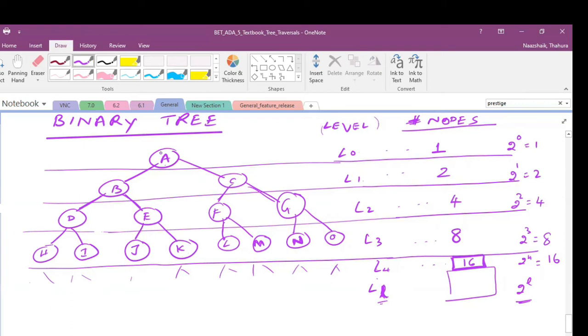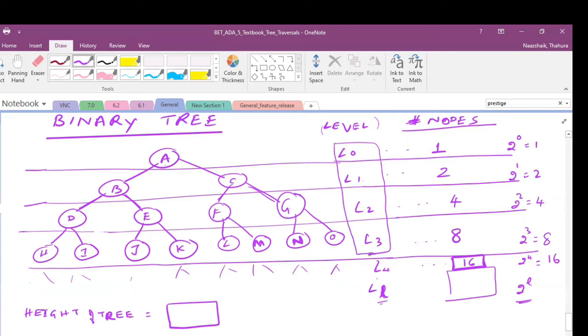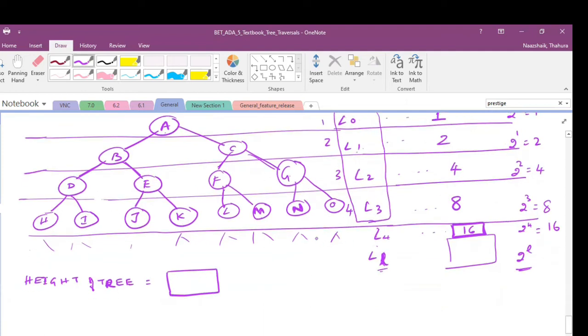If somebody asks you, in this example, what is the height of this tree? I told you level is like an index and height is like the length of the tree. So if you have levels 0, 1, 2, 3, the height is 1, 2, 3, 4. Are you with me? I hear all silence. I hope you all are there. Yes, ma'am. So what is the height of the tree? The height of the tree is 4.